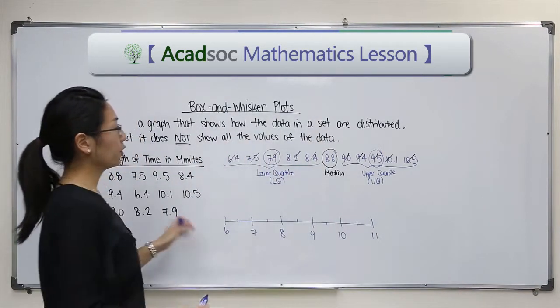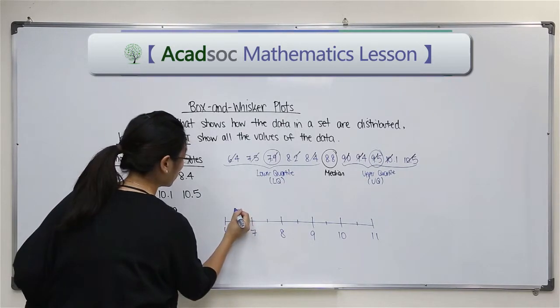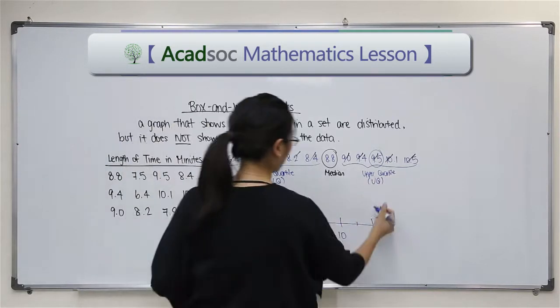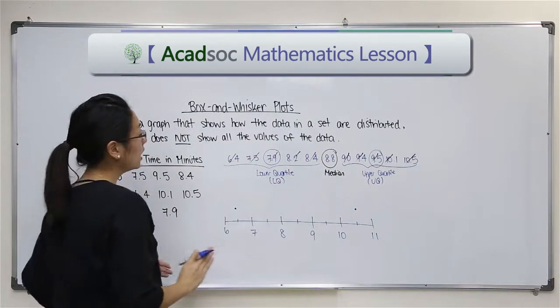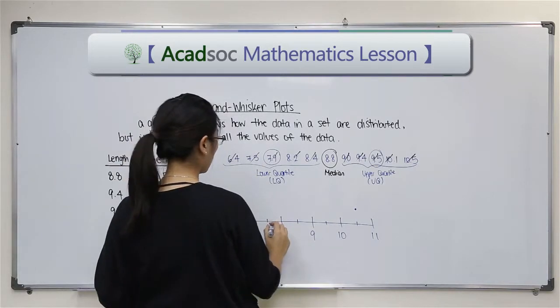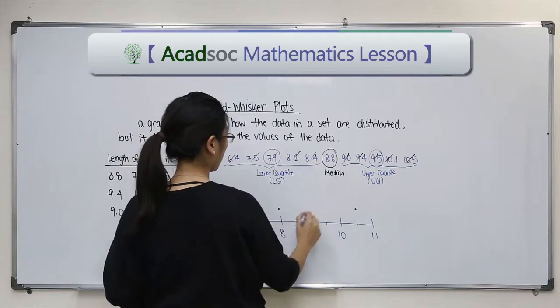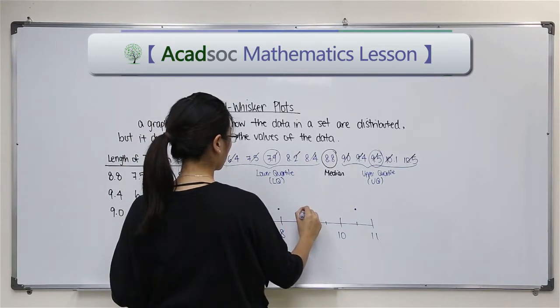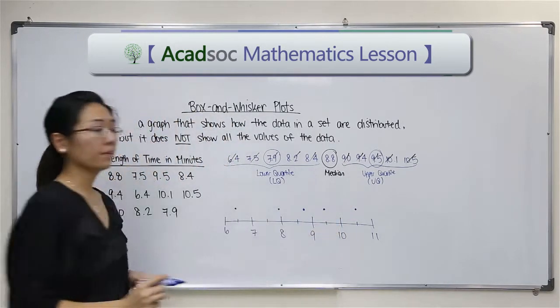So I'm going to first plot the highest and the lowest value. So 6.4 would be a little bit lower than 6.5, and then I have 10.5. So these are my two extremes. And then I'm going to plot the point at 7.9 to mark my lower quartile, and then mark 8.8 for the median and 9.5 for the upper quartile.